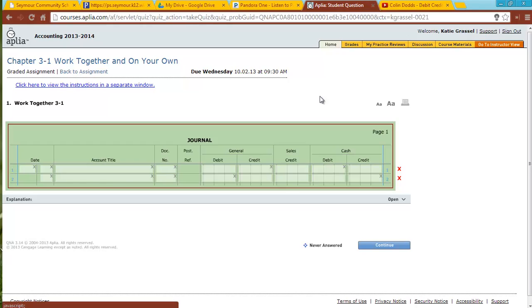So when we look at our journal, we know our page number. Right here, the heading Journal gives us a clue that we are working on a journal. Okay?